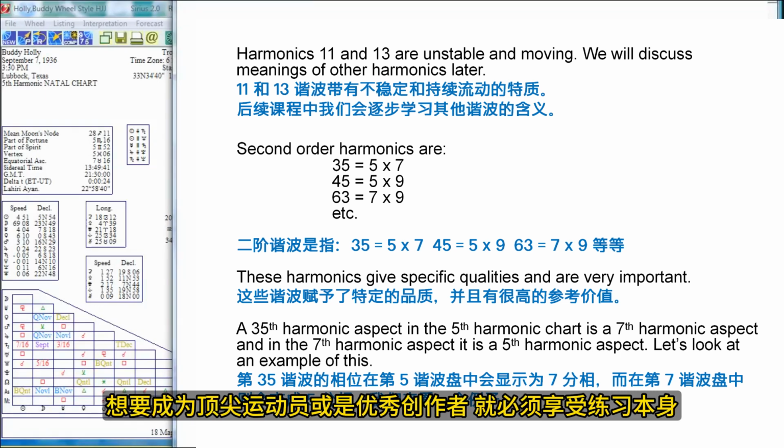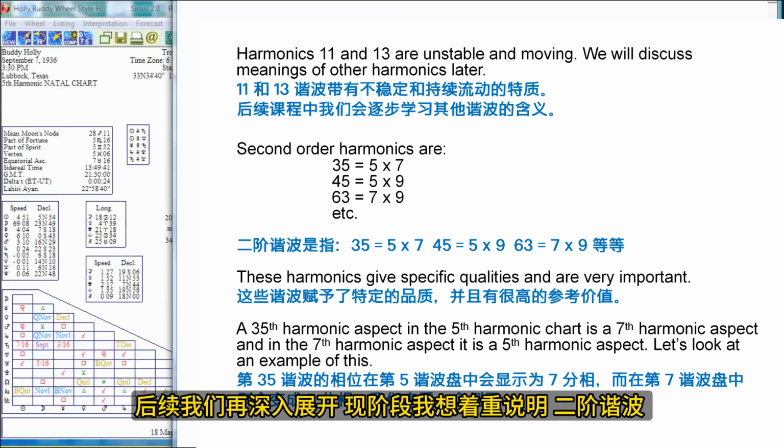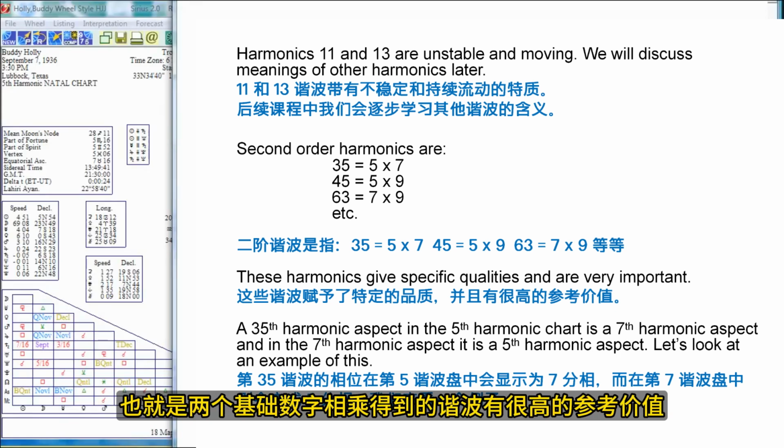And if you're going to be a great athlete or a great entertainer, you have to enjoy the practice. So they enjoy practicing and perfecting their craft and their skill. 35. And we'll talk more about these, but what I want to emphasize right now is that these second order, by second order I mean you take two basic numbers and you multiply them, are very important.